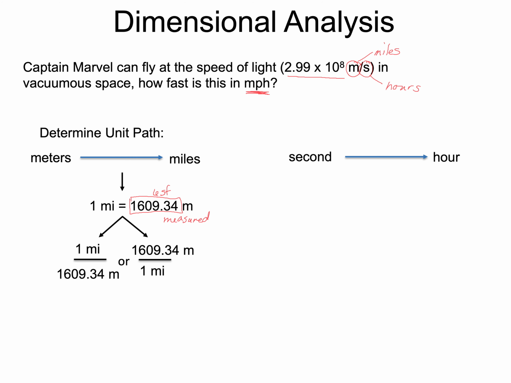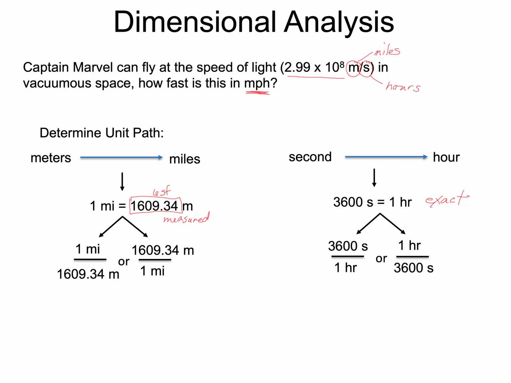Conversion factors or fractions are shown below. And then the seconds to hour conversion factor is 3,600 seconds to 1 hour. This is exact. Okay, so we're going to start with our beginning number of 2.99 times 10 to the 8th meters, and that's per second. And we can just put a 1 here in the denominator for that second unit. So we're going to convert the numerator first. Let's convert the numerator from meters to miles.